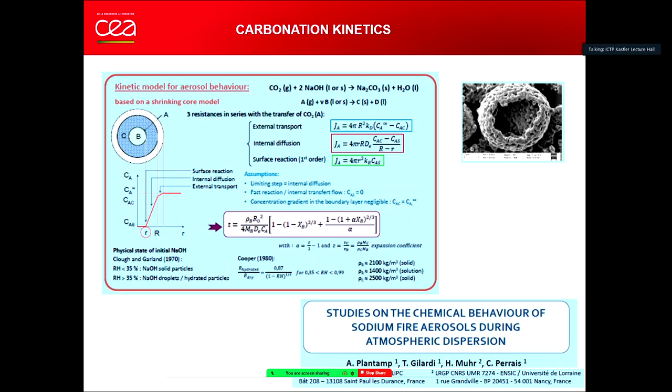we have done a lot of studies also on the carbonation kinetics. When you have an aerosol, we have studied in Cadarache what is the evolution and how we can model it. You can see here the sodium, a layer of carbonate, and so the evolution of these aerosols from sodium hydroxide to sodium carbonate. So it's a purely chemical engineering approach, what we call a shrinking core model. It's well known by chemical engineers, for many other applications. And so we published on this activity.